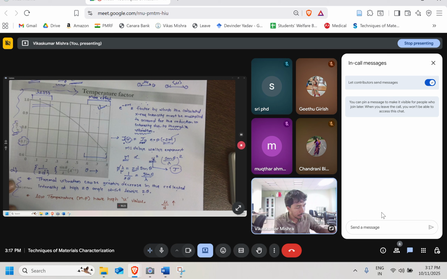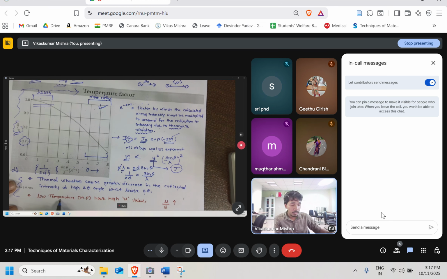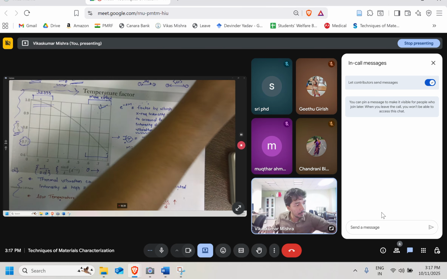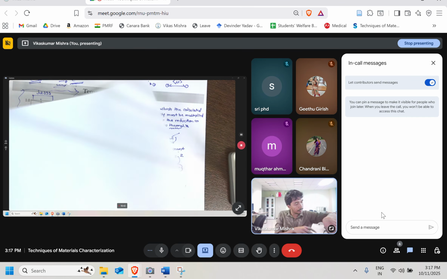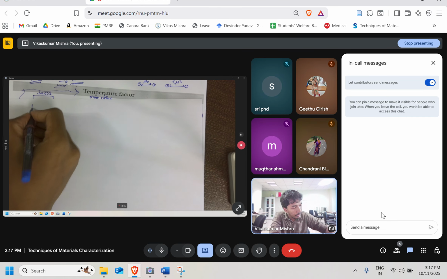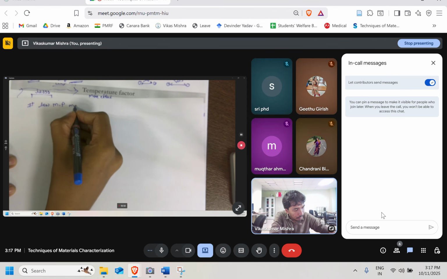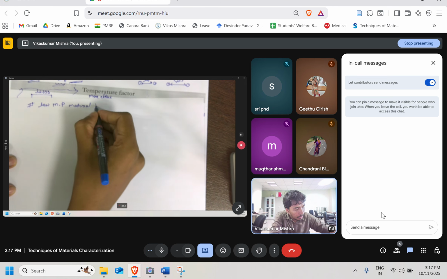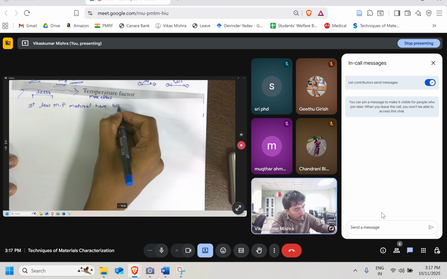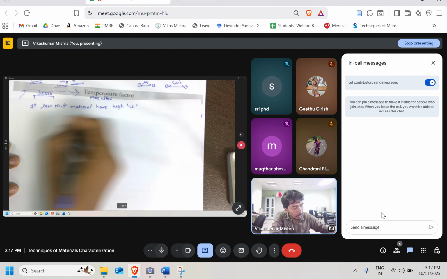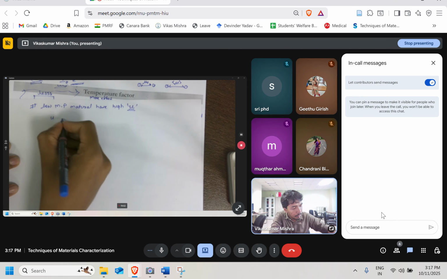Okay. Now one more thing. Low melting point material have a higher u value. What does it mean? This is something which we need to keep in our mind so that we can solve a couple of questions. The statement is: low melting point material have high u value. u is the atomic displacement.